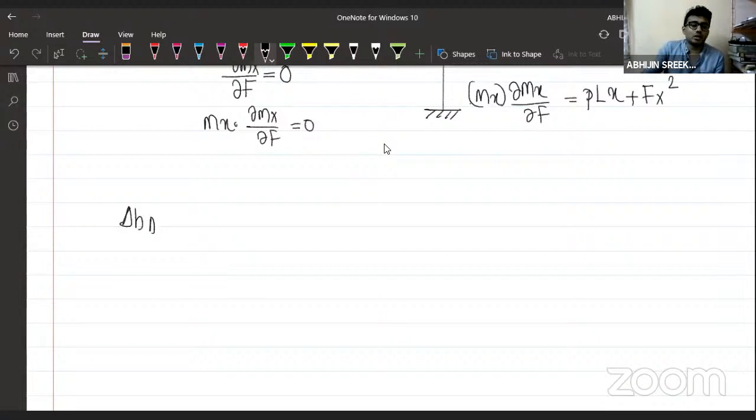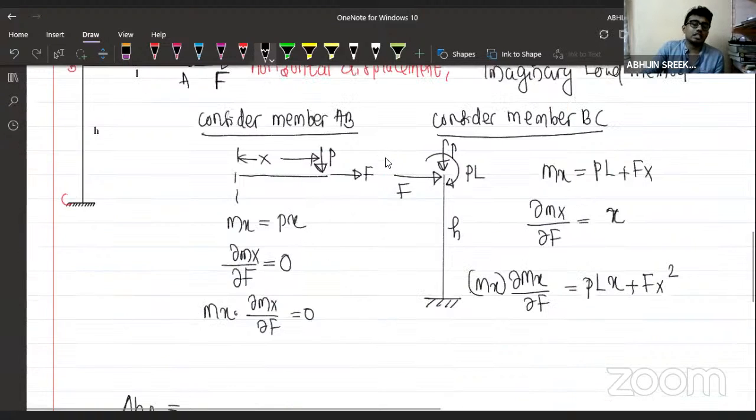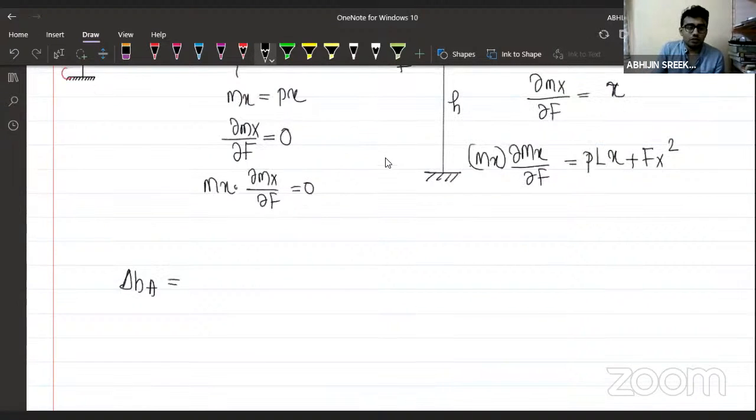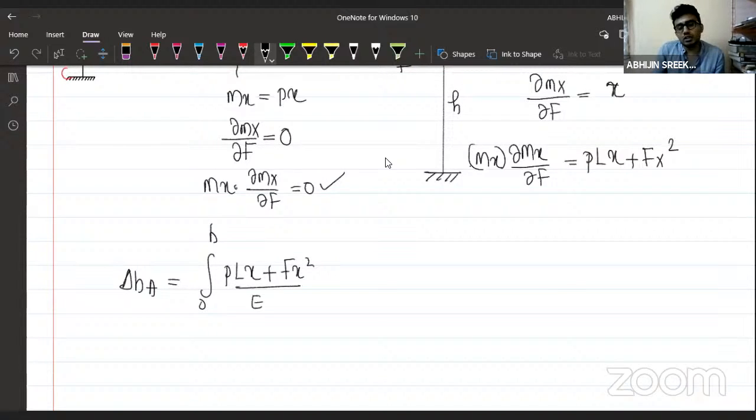And we know the equation for finding the horizontal displacement at the point A. It's the horizontal displacement of the point. We should not consider the member AB. Why? Because it is already 0. Mx into ∂Mx/∂F value is already 0, so we don't have to consider that. Remaining is the integral from 0 to h of (PLX plus FX squared) divided by EI into dx.